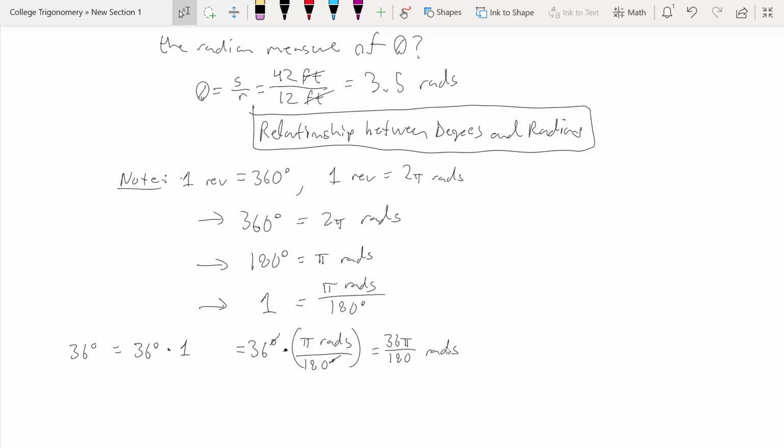Any questions on that? Any questions at all? All right. Now, 36 and 180 happen to both be divisible by 36. So this is really just going to be pi over 5 rads after we reduce it. Of course, MyLab Math wants a reduced fraction in terms of pi for your answer there. So 36 degrees is the same thing as pi over 5 radians.